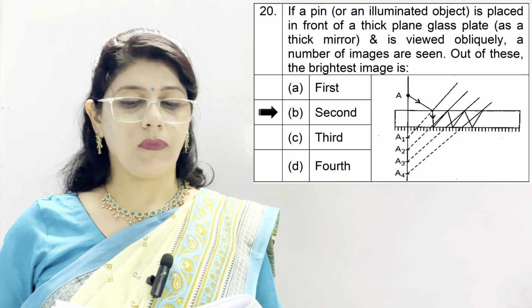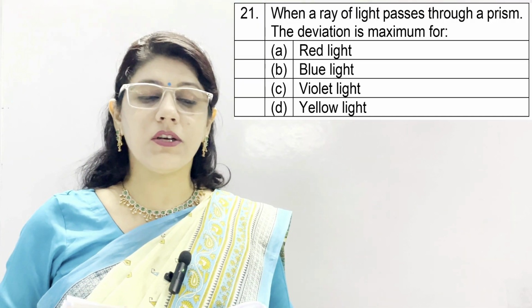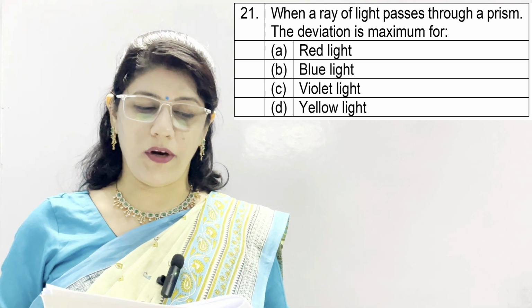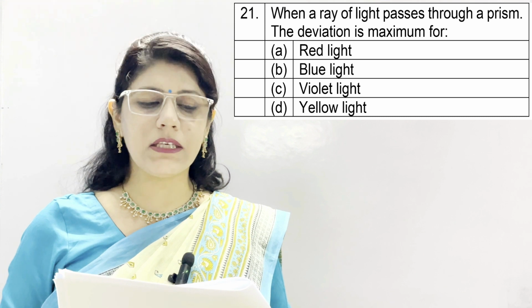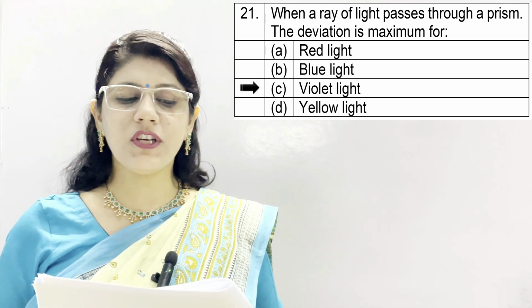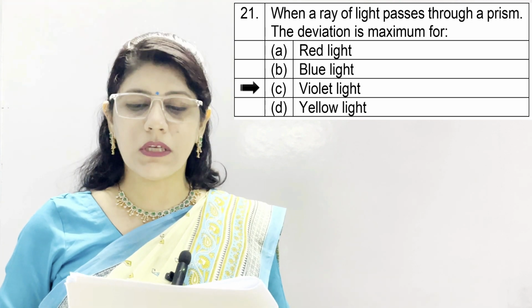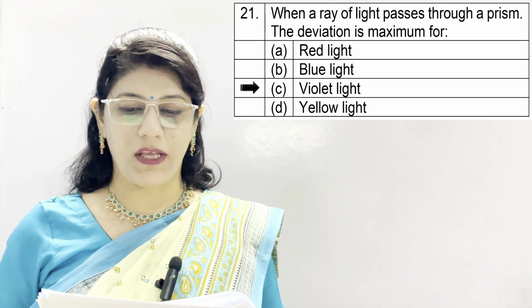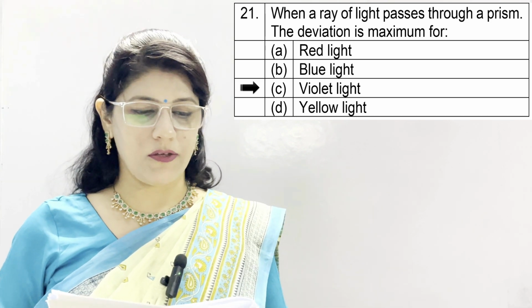We know the second image is the brightest image due to light suffering a strong first reflection at the silvered surface. In question number 21, when a ray of light passes through a prism, the deviation is maximum for options A. Red light, B. Blue light, C. Violet light, and D. Yellow light. Option C is correct, which is violet light. Deviation is maximum for violet light because deviation increases with decrease in lambda, meaning wavelength. Wavelength of violet is minimum, so deviation is maximum for violet.